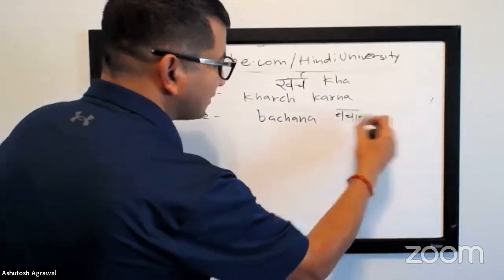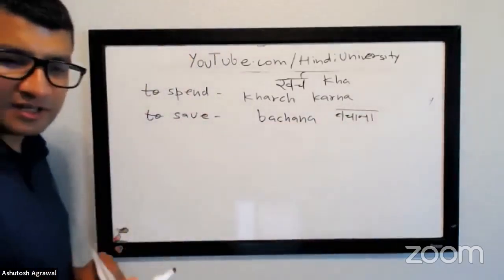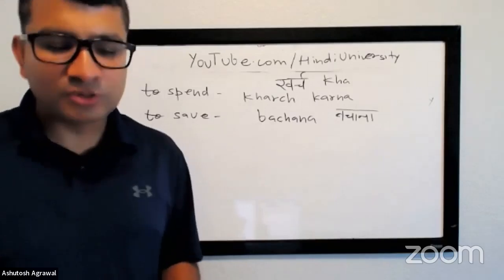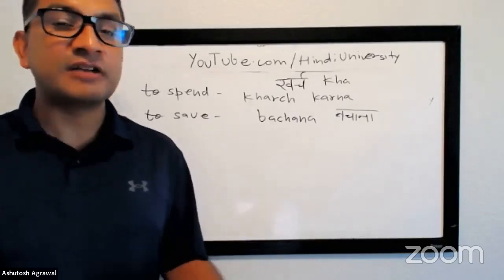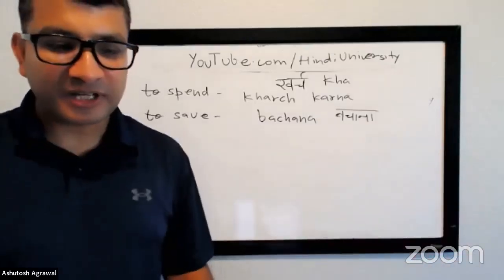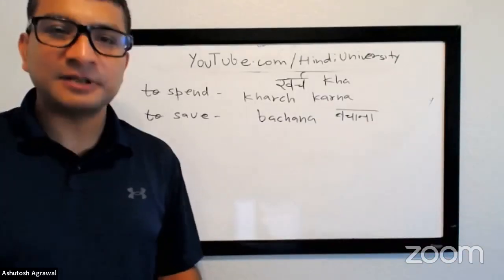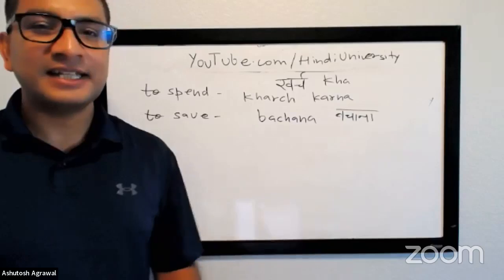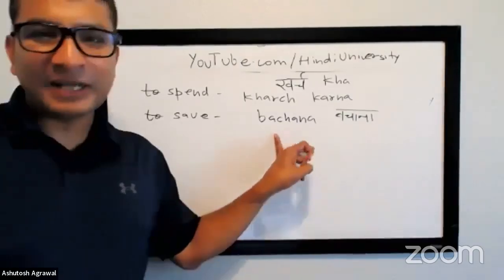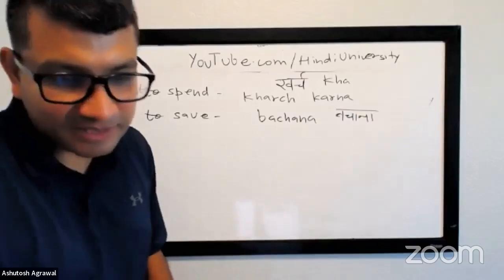But it's not to save someone's life. That's also bachana. This is like saving money, right? I mean, you can use it in that context also. To save someone's life, उसने डूबते हुए को बचाया. Like the one who was drowning, he saved someone's life. उसने जॉन की जिंदगी बचाई. Okay, but this is like पैसा बचाना, like to save money.